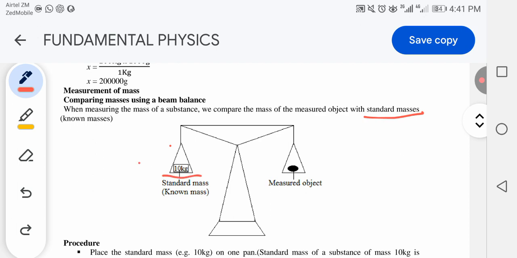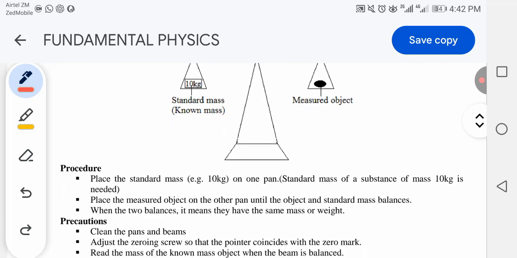For example, here, the object they got, they already knew that it was 10 kg. So if you want to measure an object, you simply place it on the other hand there. And if the beam balance is level, that simply means that the object which you are measuring is also 10 kg. That's how you use a beam balance.